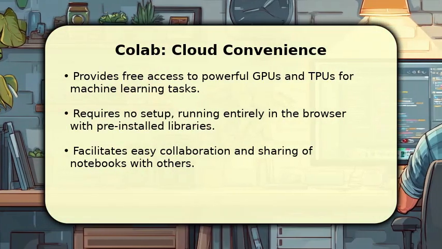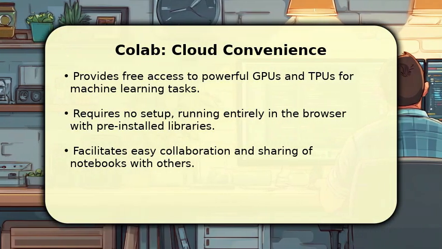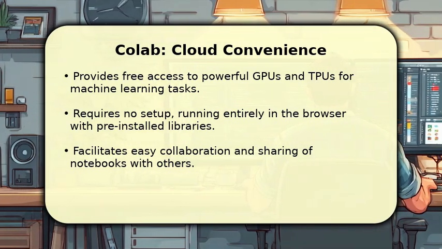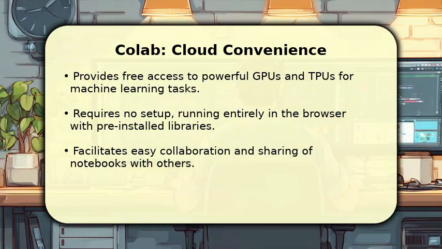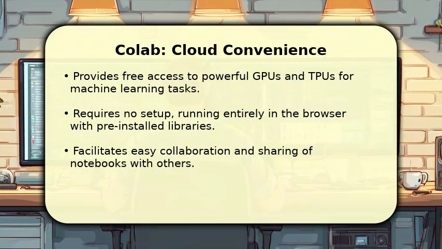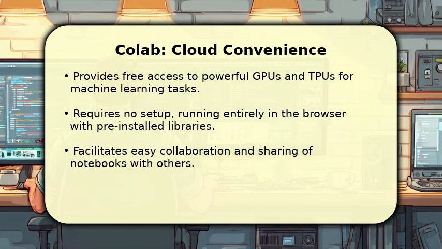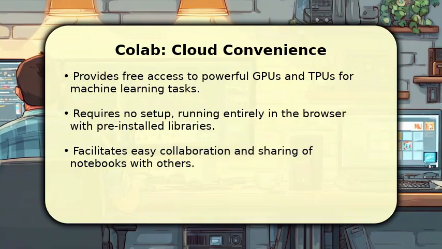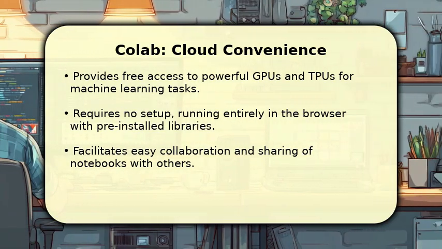Google Colab provides incredible cloud convenience, granting free access to powerful GPUs and TPUs, essential for demanding machine learning. It requires zero setup, running entirely in your web browser with all necessary libraries pre-installed. This makes it excellent for rapid prototyping, educational purposes, and collaborative projects, allowing easy sharing of notebooks with colleagues. It's a fantastic resource for quick, resource-intensive deep learning experiments.